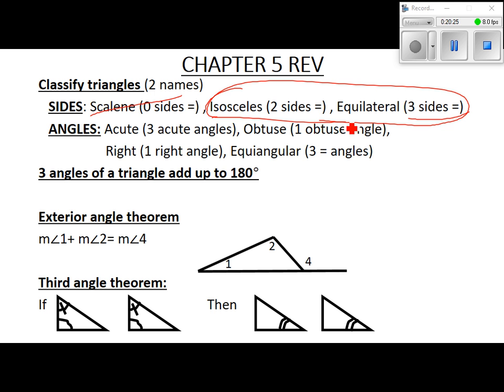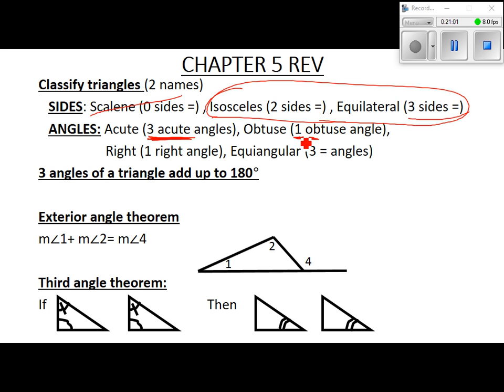According to the angles, you could have an acute triangle. If it's an acute triangle, all three angles must be acute. If it's an obtuse triangle, how come this says only one obtuse angle? Because there can't be more. Can't have more than one angle in a triangle that's obtuse, because the three angles of a triangle have to add up to 180. And that's one of the key things that we're going to talk about here in a second. So an obtuse triangle just has one obtuse angle.